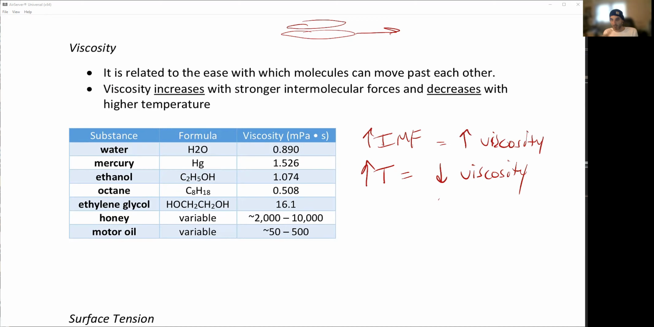So here's a handful of viscosity measurements on a bunch of different substances. Honey and motor oil have really high viscosities, mostly due to the fact that they have lots of London dispersion forces because they're really large. In the case of honey, honey also has a lot of hydrogen bonding, because it's a bunch of sugars, and so it has a really high viscosity. Motor oil is just purely London dispersion forces, and that's why it is where it is.